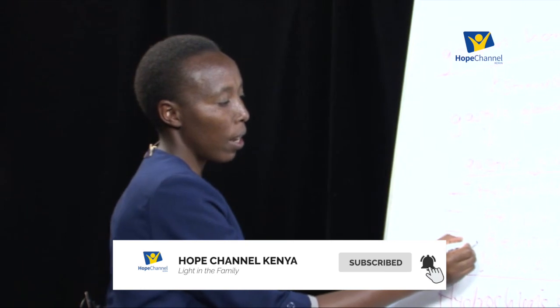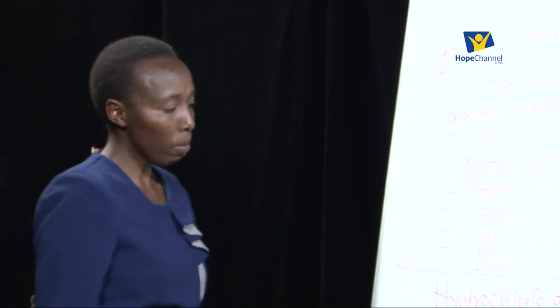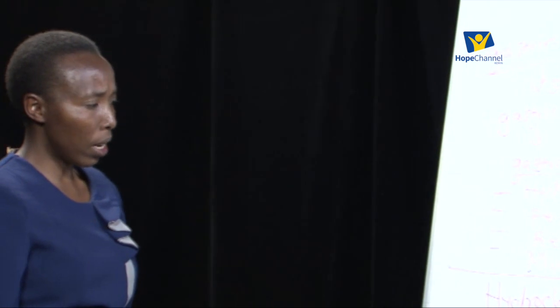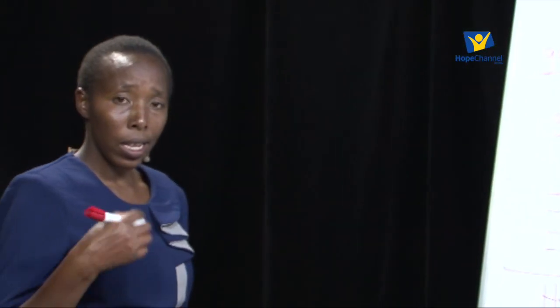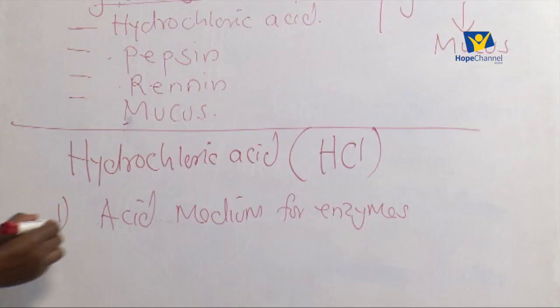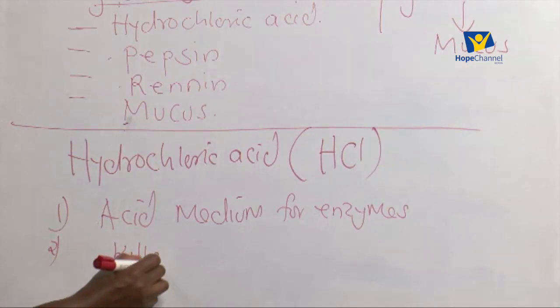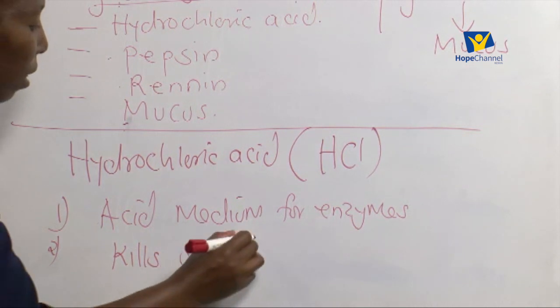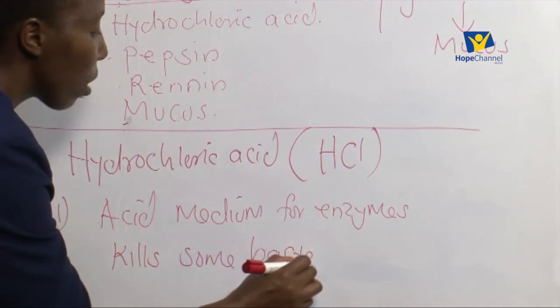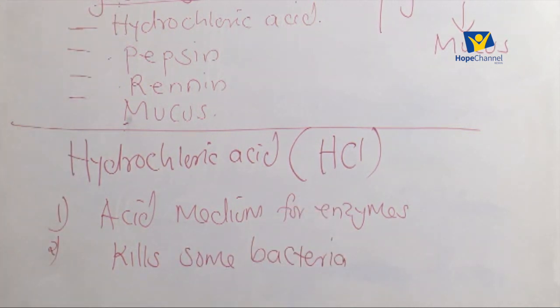Pepsin and renin work best in acidic conditions, and that is why we have hydrochloric acid. Number two, hydrochloric acid kills some of the bacteria. I've used the word some. It kills some of the bacteria that can be present in the food.